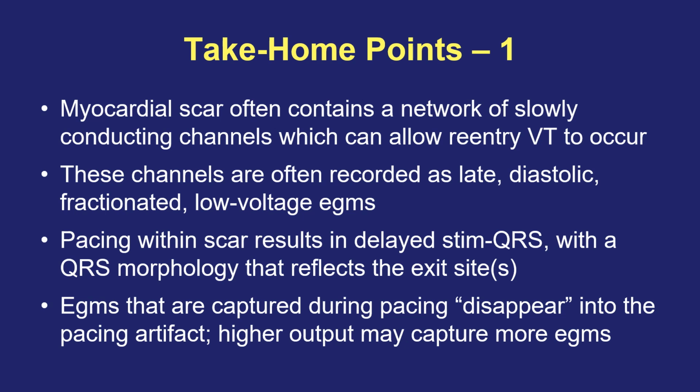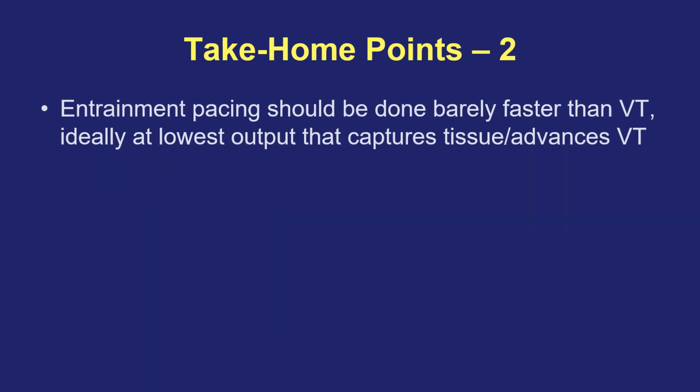So it's actually important, by the way, during VT entrainment to pace, ideally, just at threshold, just barely where you capture. Entrainment pacing should be done just barely faster than the VT, ideally at the lowest output that captures tissue, because you want to know that the ablation lesion that you place is going to kill off the tissue that you're capturing. If you pace at high output, you may be near a good ablation site and you're capturing it with pacing, but your ablation lesion may not penetrate that far away.